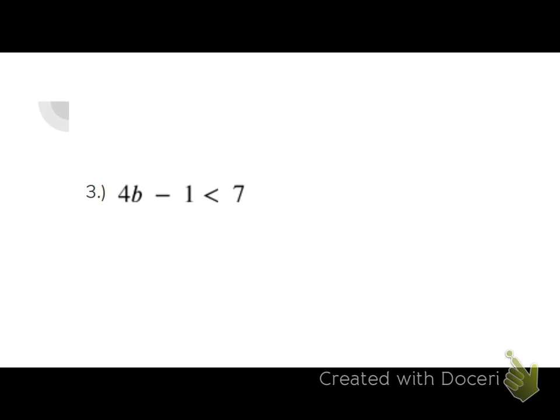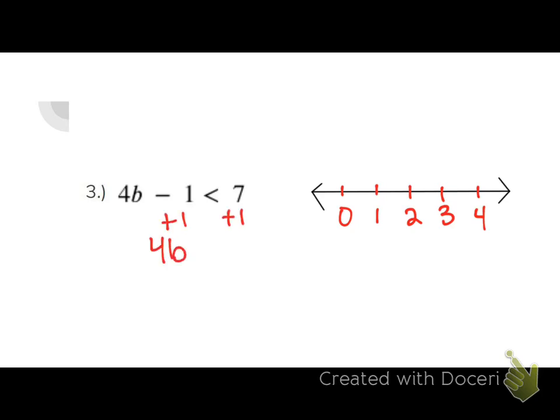Go ahead and try number 3 on your own for a minute or two. Complete with graphing it. We'll talk about it in a minute. What was our first step? Add 1 on both sides. That gives me 4b is less than. Next step. Divide by 4 on both sides. B is less than 2.